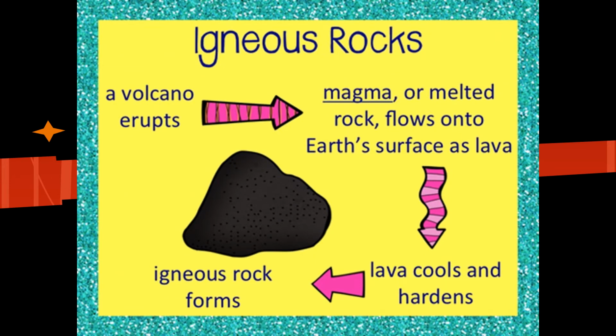Igneous rocks occur when a volcano erupts. The magma or melted rock flows onto Earth's surface as lava. The lava cools and hardens on the Earth's surface, forming an igneous rock. Many times igneous rocks appear as black rocks. They also have these dots, which are pores because there's air cooling as the rock hardens and air is being released.